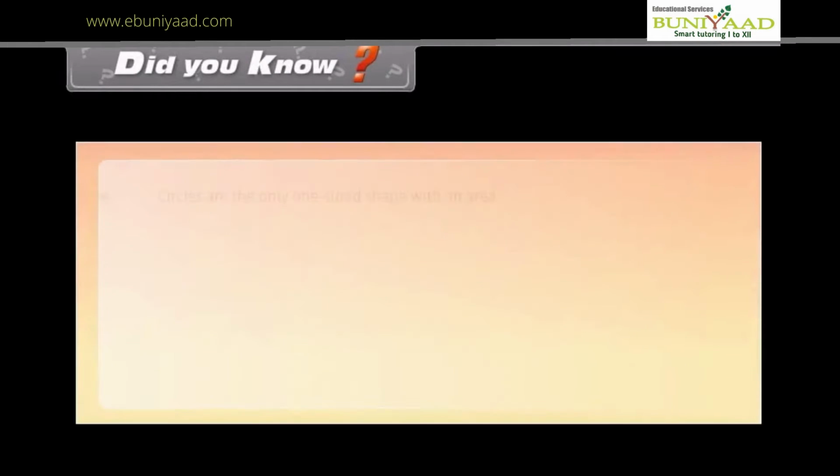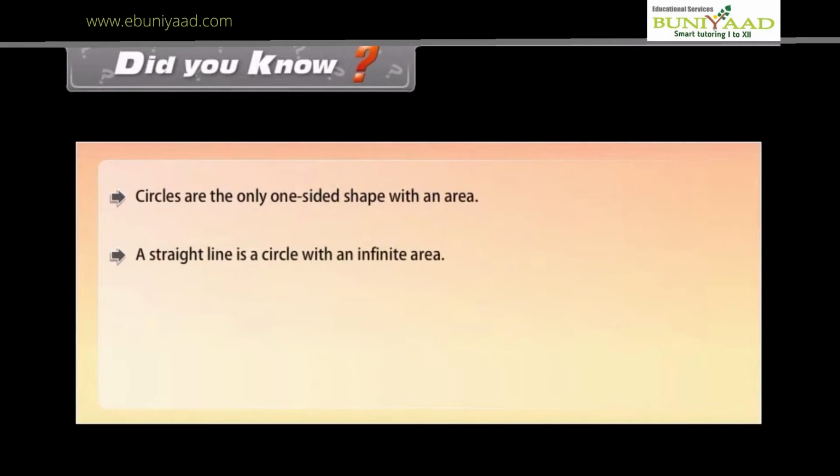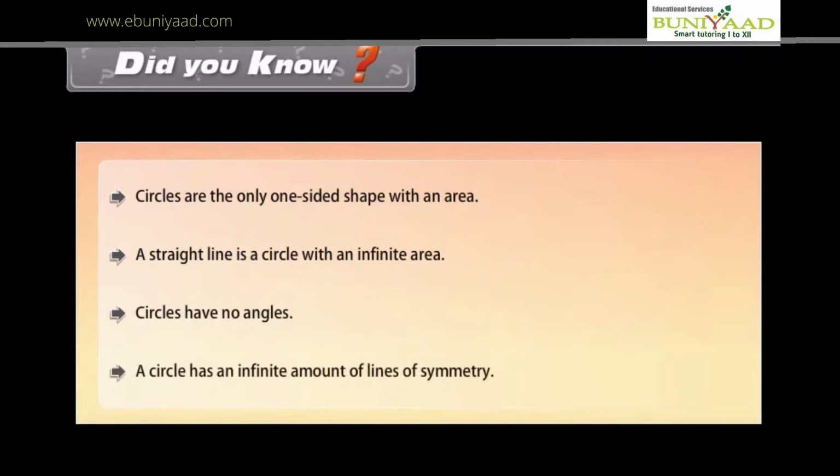Did you know? Circles are the only one-sided shape with an area. A straight line is a circle with an infinite area. Circles have no angles. A circle has an infinite amount of lines of symmetry.